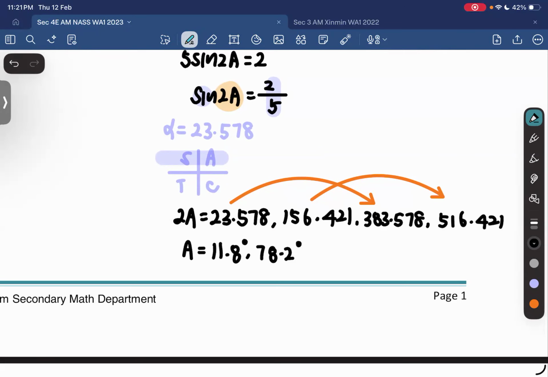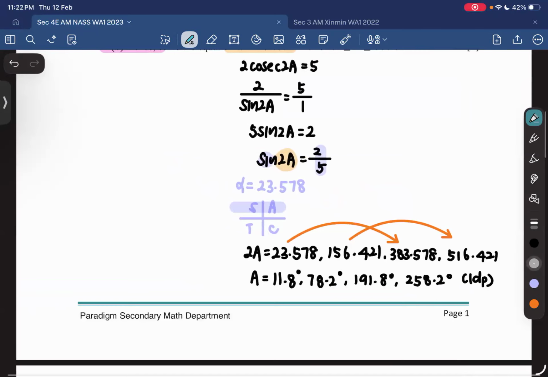Then after that, I have your 383.578 divided by 2. This is 191.8 degrees. Last one, 516.421 divided by 2, 258.2. Everything is rounded off to 1 decimal place.